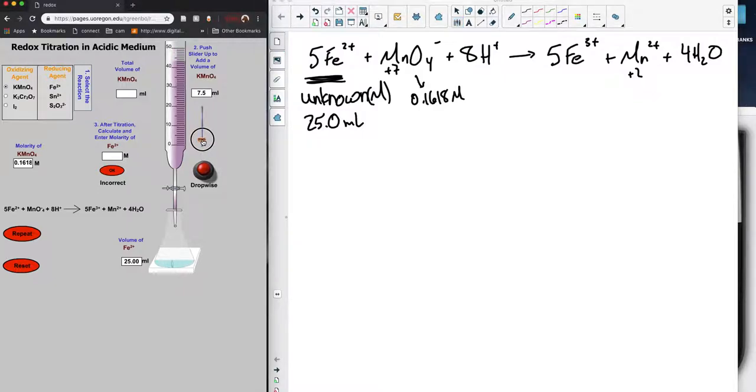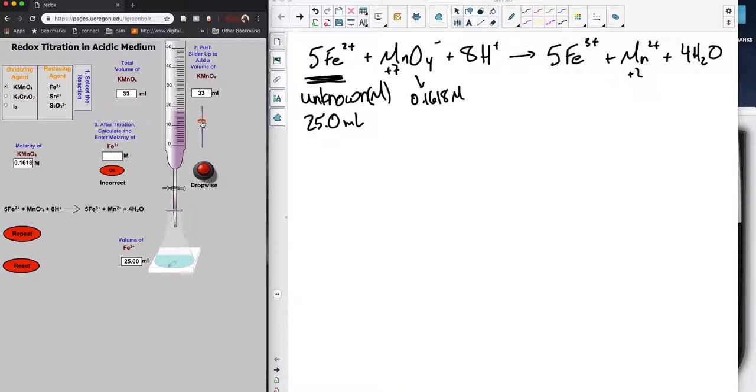So here, if I add my potassium permanganate, you have to be careful when you do this. You don't want to add too much at the beginning, because then you won't be able to detect when the iron stops oxidizing and stops reducing the permanganate. So here I'm adding them bit by bit.